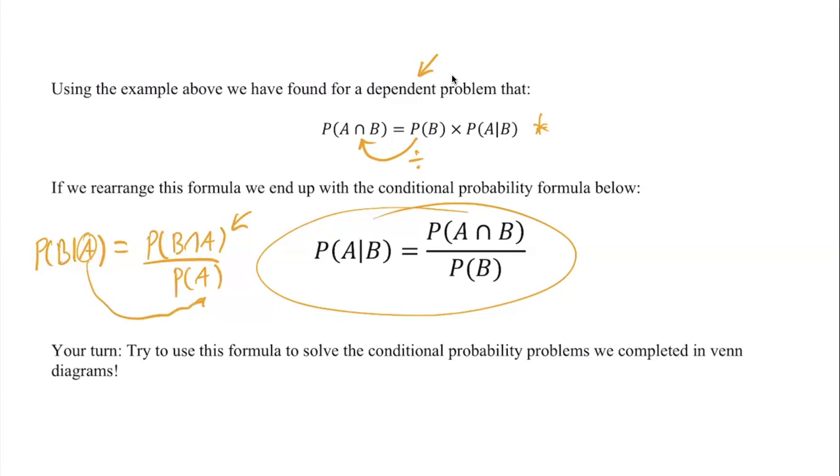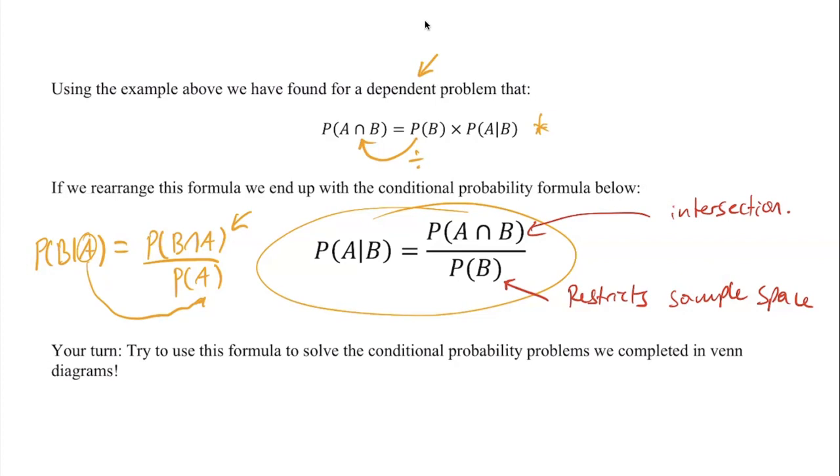So just understanding this, if you put this in terms of our Venn diagrams, this is the thing that restricts our sample space. Our denominator restricts our sample space. Think back to our Venn diagrams. And this is calculating the probability of the intersection. If you go back and use this formula on the previous examples that we've done with the Venn diagrams, you'll get the exact same answers. It's really, really cool.